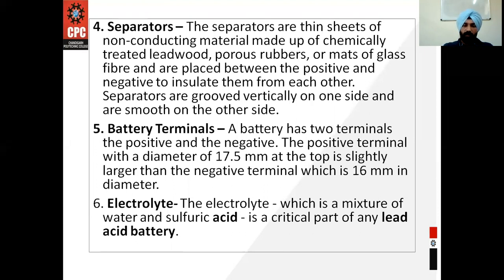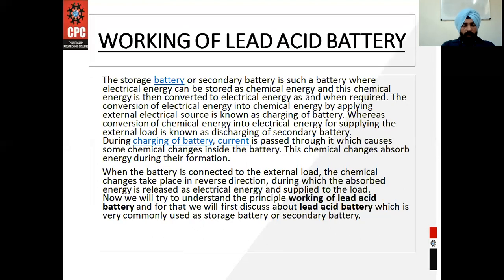Battery terminals. A battery has two terminals, the positive and the negative terminal. The positive terminal, which has a diameter of 17.5 mm at the top, is slightly larger than the negative terminal, which is 16 mm in diameter. Next is electrolyte. The electrolyte, which is a mixture of water and sulfuric acid, is a critical part of any lead acid battery.